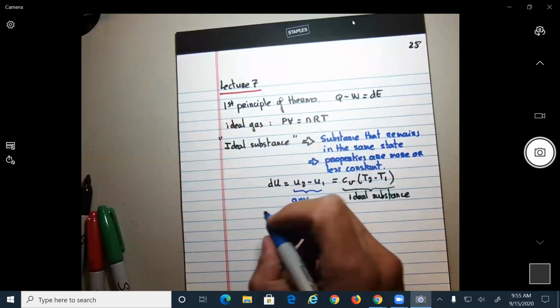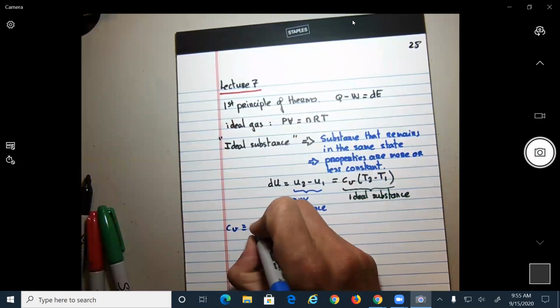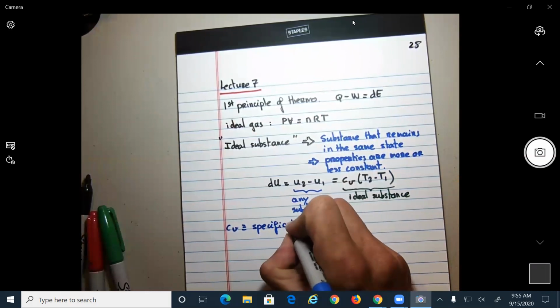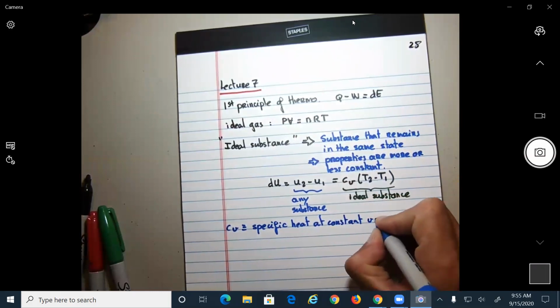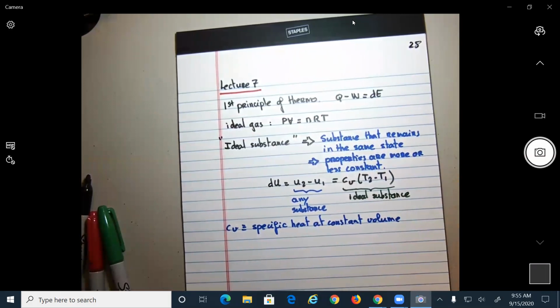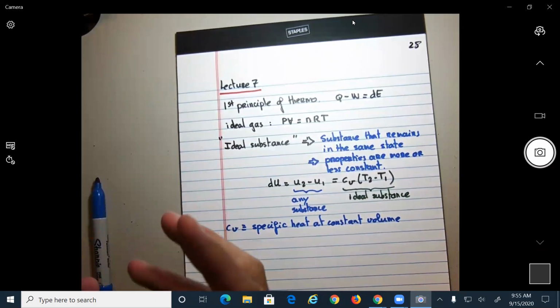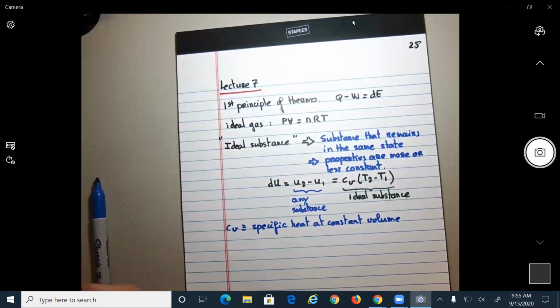In this equation, C_V is what is known as the specific heat at constant volume. What is the physical meaning of this constant? For example, if you put foil paper in the oven, the foil paper, when you get it out of the oven, is not hot. That's because the property of the foil paper is not to keep the heat within itself.